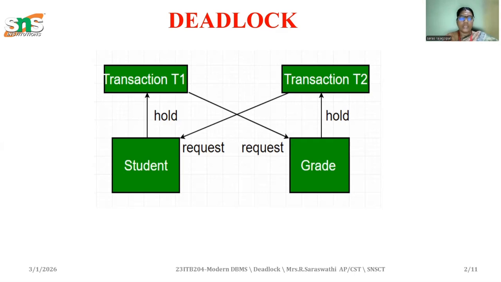In the same way, the transaction T2 holds the relation grade and the transaction T1 holds the relation student. If T2 requests the relation student, then T1 must release the relation student. This will be cyclic. It automatically forms a cycle or circular wait. This situation is called a deadlock.